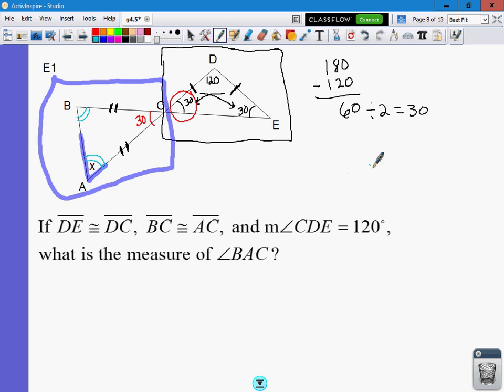How many degrees are in a triangle? 180. How many have I used? I've used up 30. There is 150 degrees left in this triangle. What do I have to do to that number? I've got to divide it by 2, so the angles that are left are 75 degrees. So that is the answer to my question. 75 degrees.